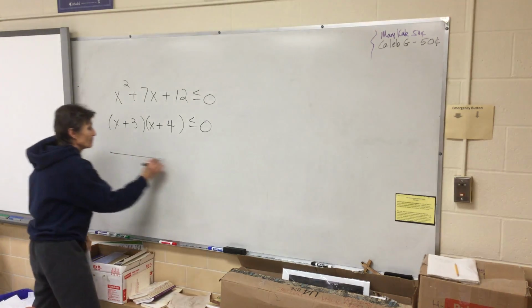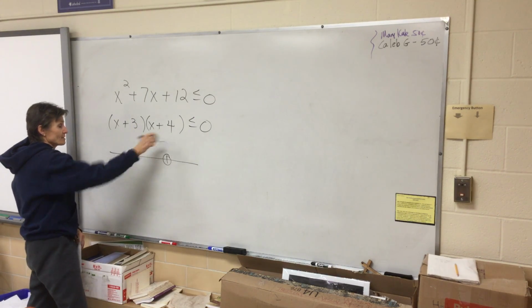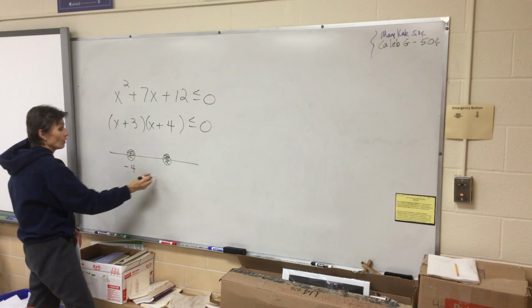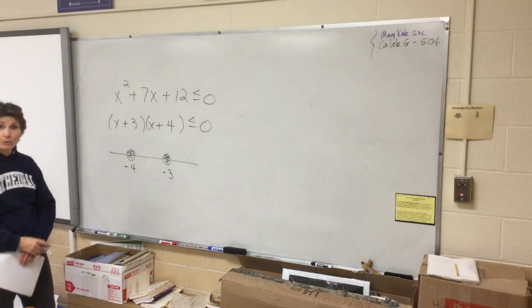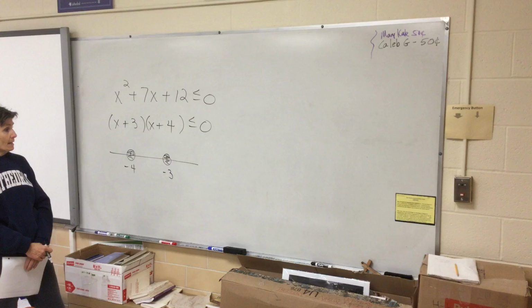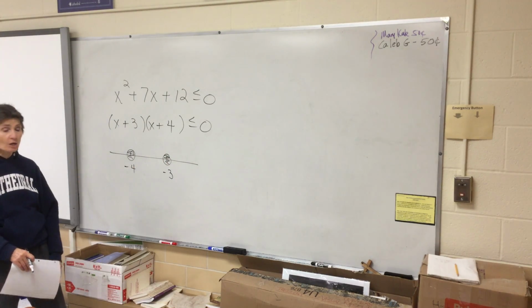All right, so now I draw a number line because it's an inequality. And on the number line are going to be 2 dots. They're going to be filled in dots. And they're going to be at -4 and -3 in that order. This is a number line. And I know that my shading is going to alternate. I'm just not sure where to start shading.